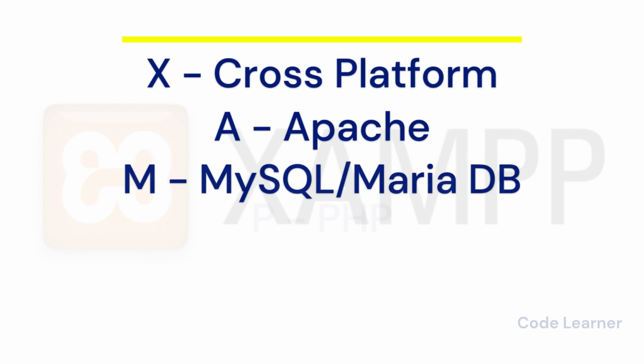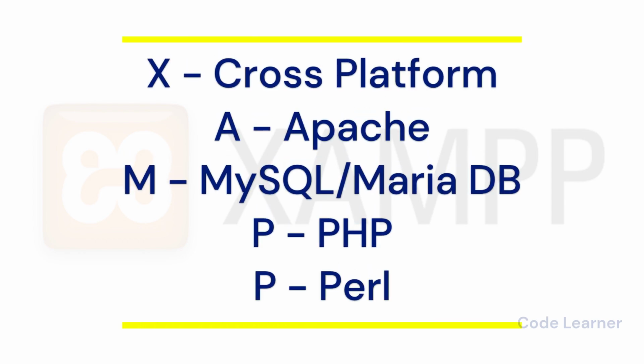Actually, XAMPP consists of a set of applications or a set of software. Here X means it's a cross-platform application. That means you can use the XAMPP package in either Windows or Linux operating system. The letter A means Apache web server. You can use your local computer as a web server.